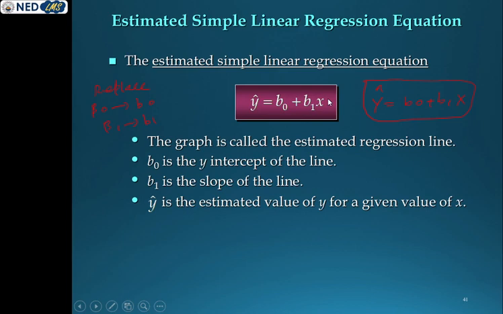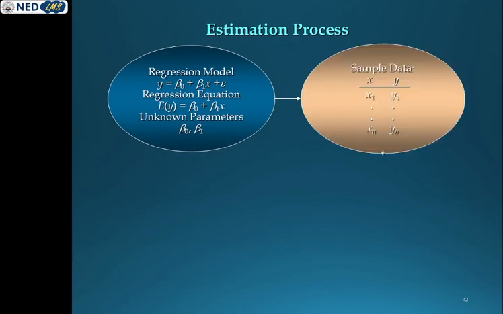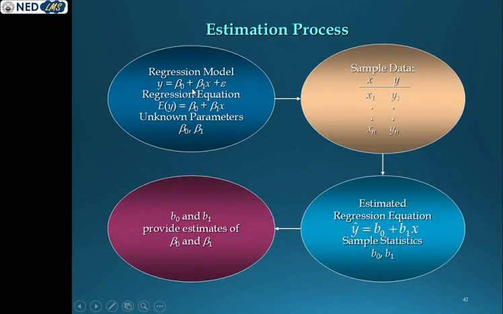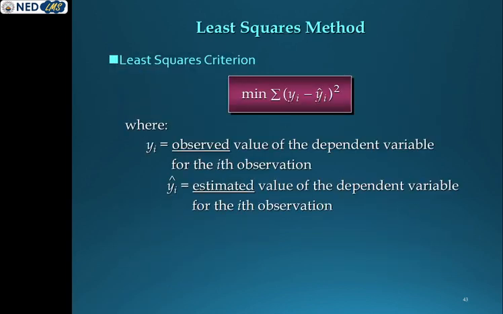And where is ei? ei is not there, because ei is going to be minimized. How can we minimize ei? See this one, students. First of all, we discussed the population linear regression model. Then we have data, and we get the estimated linear regression model by replacing beta naught with b naught and beta 1 with b1. Then b naught and b1 are the two estimators of beta naught and beta 1. And how can we find the estimators? By using the least squares criterion.